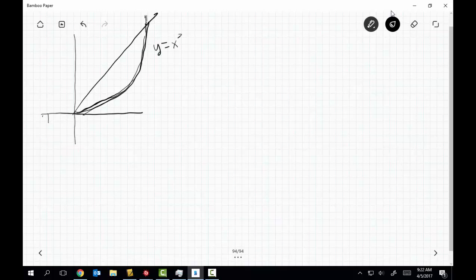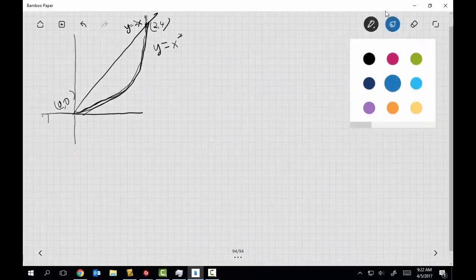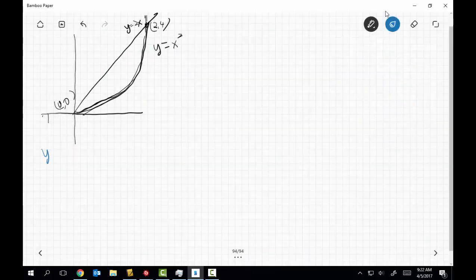This guy's y equals x squared, and this guy's y equals 2x. So we're still dealing with the same thing. Remember, we've still got the point (2, 4), and I've got the point (0, 0). Now, here's what I want to do. I want to take this around the y-axis now.